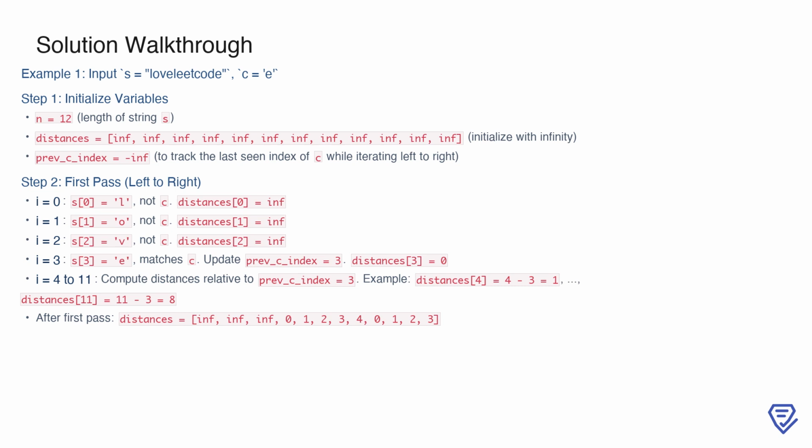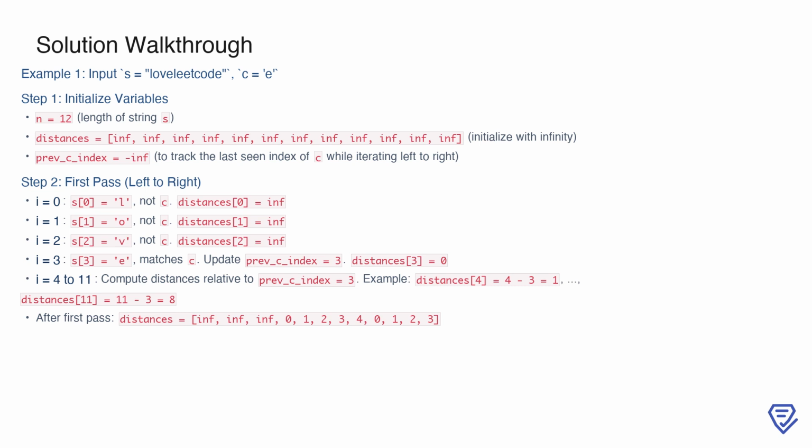To solve this problem, we start with an example where the input string is LeetCode and the target character is E. First, we initialize some variables. The length of the string, n, is 12. Then, we create an array called distances filled with infinity, which will eventually store the shortest distances to the target character for each index. Finally, we initialize prev_c_index to -infinity, which will help us keep track of the last seen index of the target character as we iterate through the string.